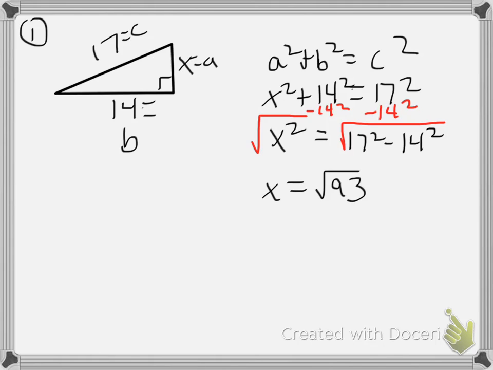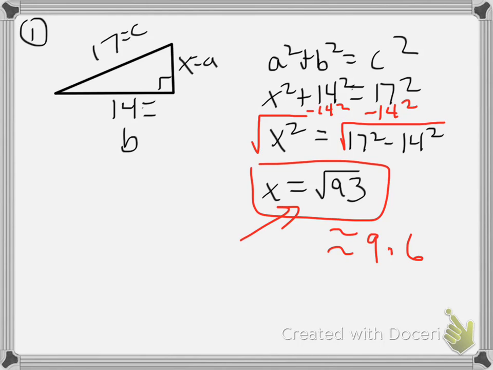Okay, there's my answer. That was one of the answer choices. There's a square root of 93. If you want that as a decimal, you can just type that in, and that's a decimal of about 9.6. This is approximately 9.6, but I believe this was the answer choice.